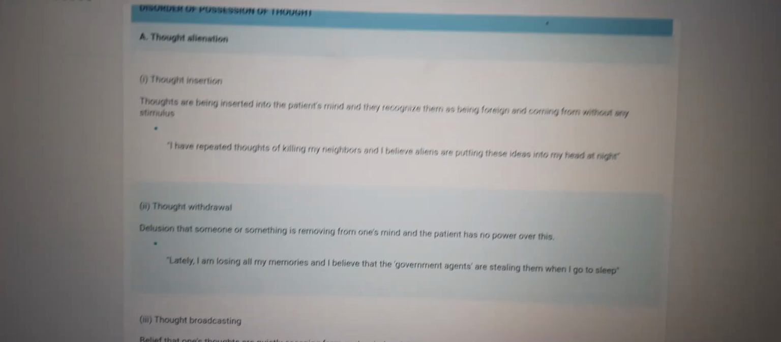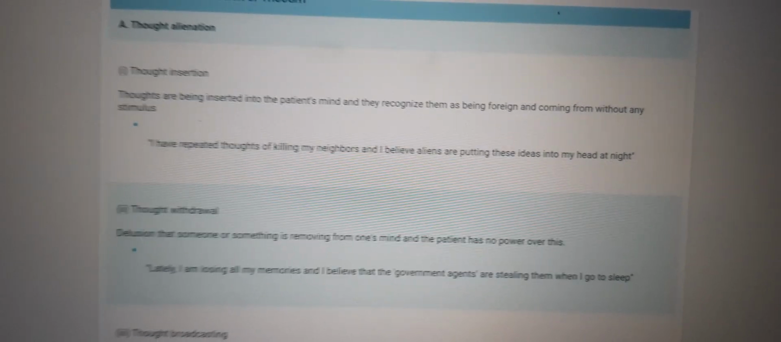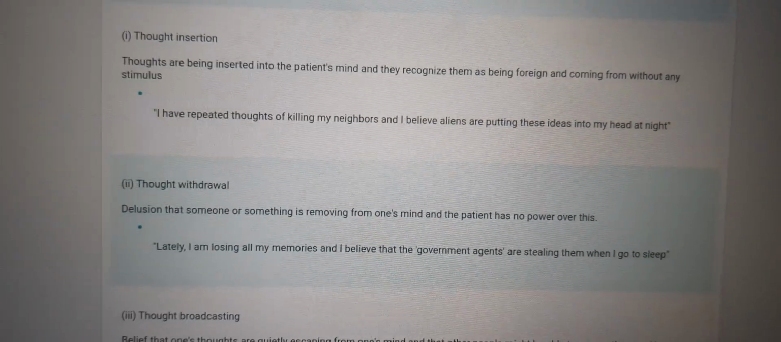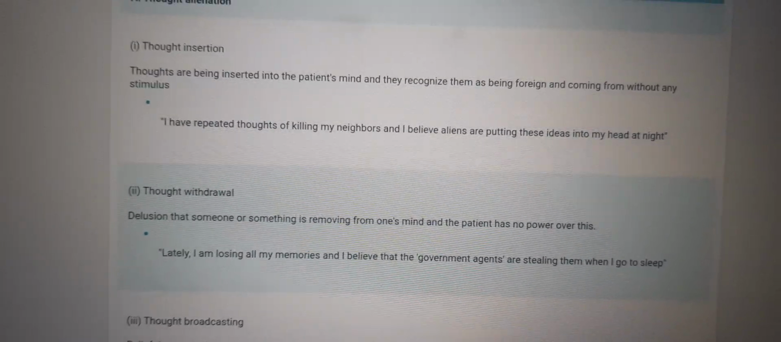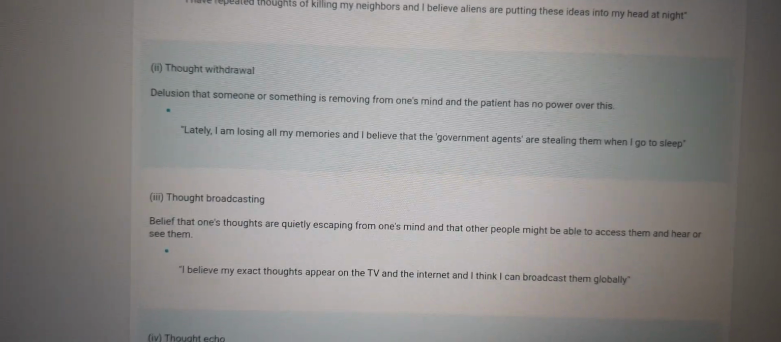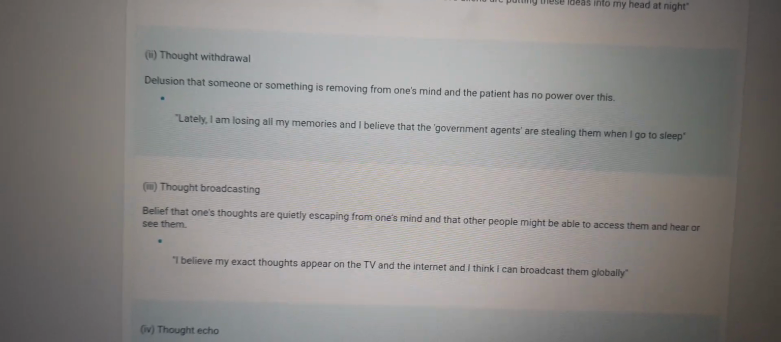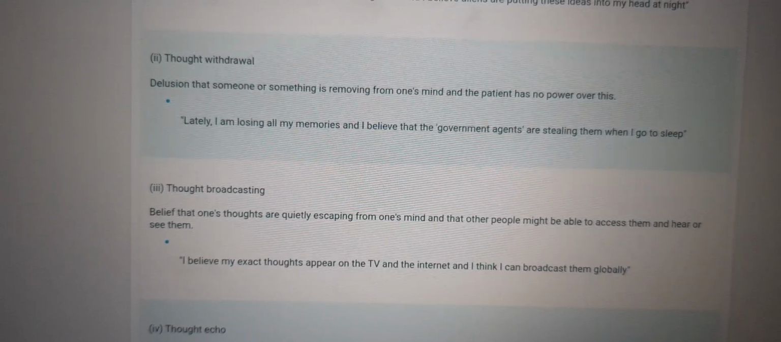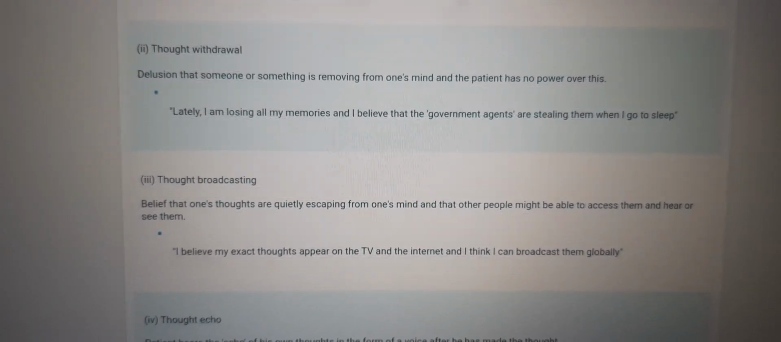So what does thought insertion mean? Thoughts are being inserted into the patient's mind and they recognize them as being foreign and coming from without any stimulus. Example: "I have repeated thoughts of killing my neighbors and I believe aliens are putting these ideas into my head at night." What does thought withdrawal mean? Delusion that someone or something is removing one's thoughts and the patient has no power over this. "Lately I am losing all my memories and I believe that government agents are stealing them when I go to sleep."